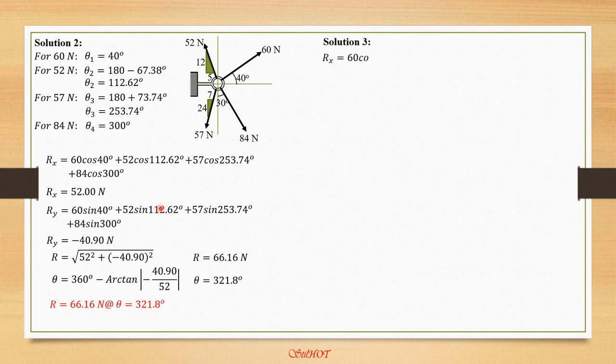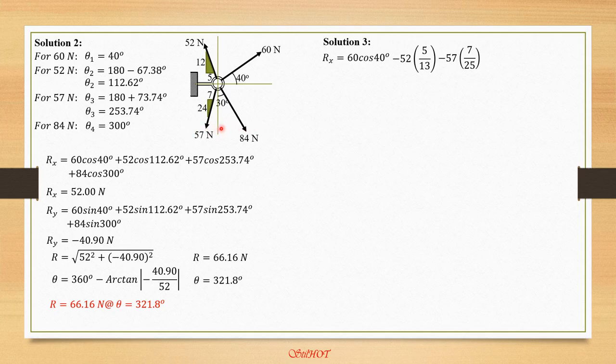three, by component method. So Rx is 60 cosine of 40 degrees, then negative 52 cosine of 67.38. Remember, this angle is 67.38, or negative 52 times 5 over 13 because this is a 5, 12, 13 triangle. Then negative 57 times 7 over 25, the hypotenuse is 25, a 7, 24, 25 triangle. Or the other way is negative 57 cosine of 73.74 degrees. That's the same. Then 84 sine, because this is 30 degrees positive.